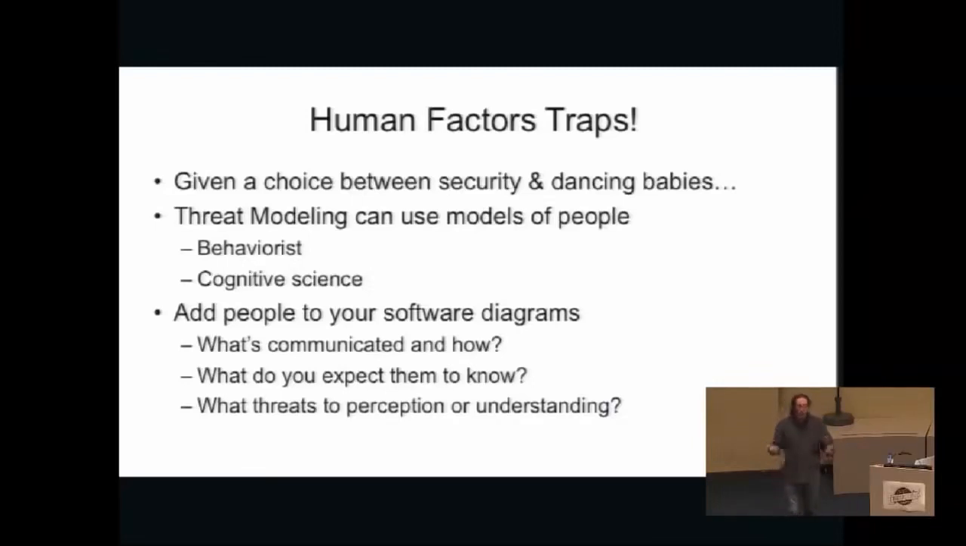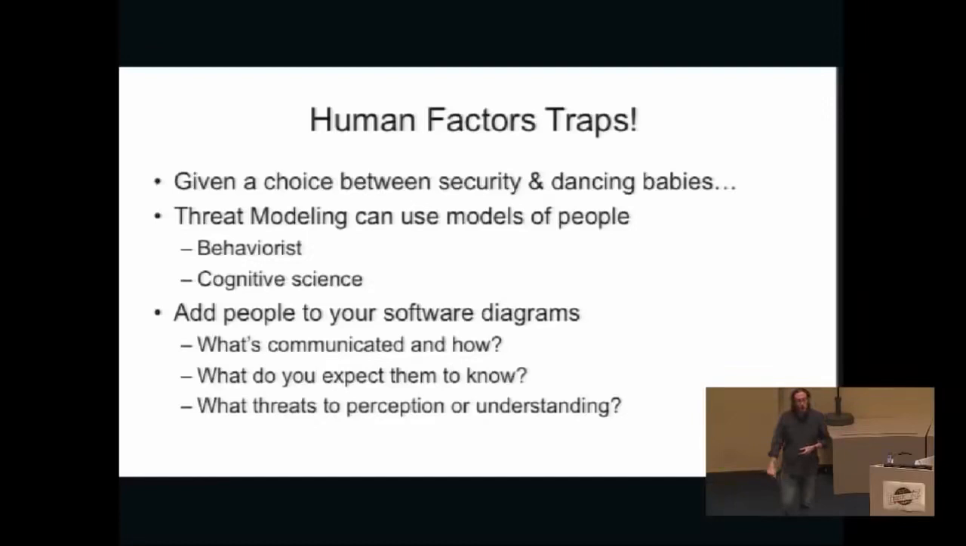So we can use these models of people in our threat modeling approaches, and you can add people to your software diagrams. You can say, hey, this system talks to this system, and that system talks to this person. And when it does, you can ask, what are you communicating to the person over here? How is the software communicating that information? And what do you expect that person to know? Those are simple questions. They're not complex questions. While I recommend Kahneman's book, you don't need to read it to ask either of those things.